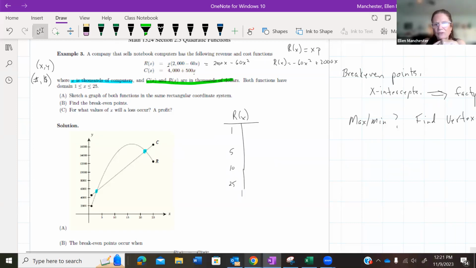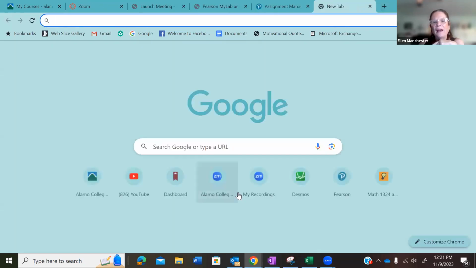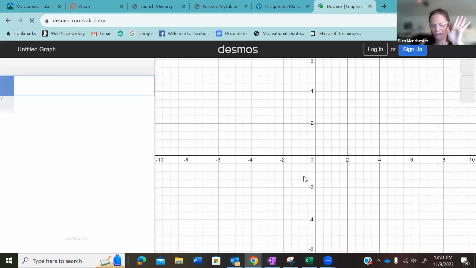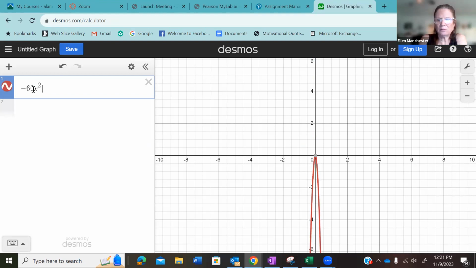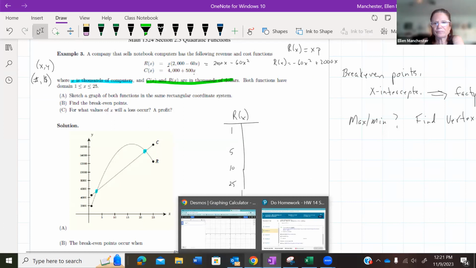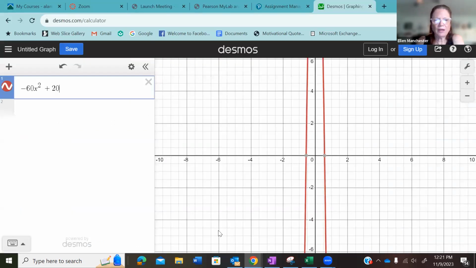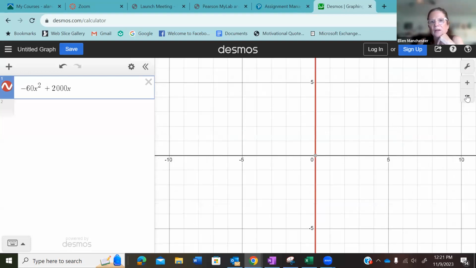Another way, and I don't want you to do this as a cheater. This isn't a cheater way to do it. This just helps you to know whether your answers are correct. Okay, so if I type in negative 60x squared plus, oh shoot, what was it? 2000x, there it is. Plus 2000x. Okay, now obviously this is the Desmos.com calculator. It's a graphing calculator.